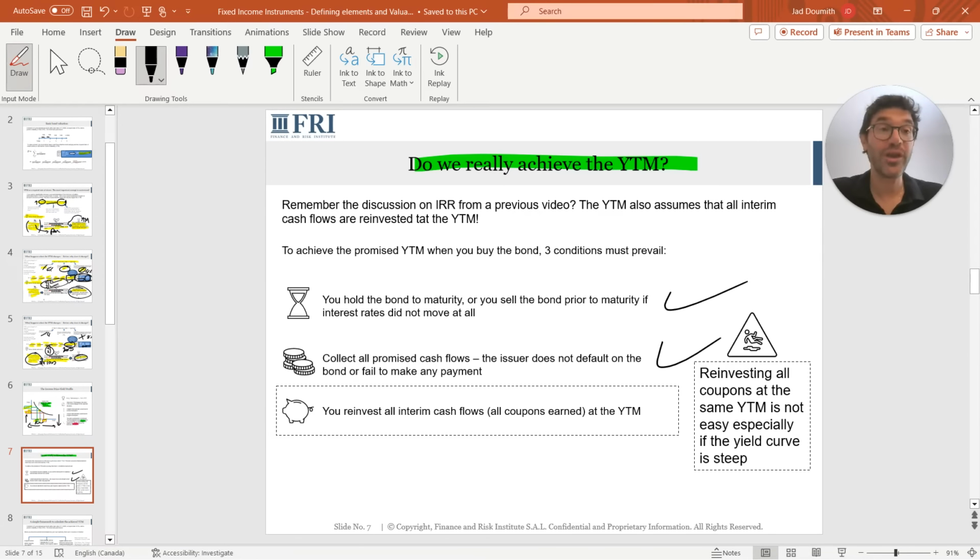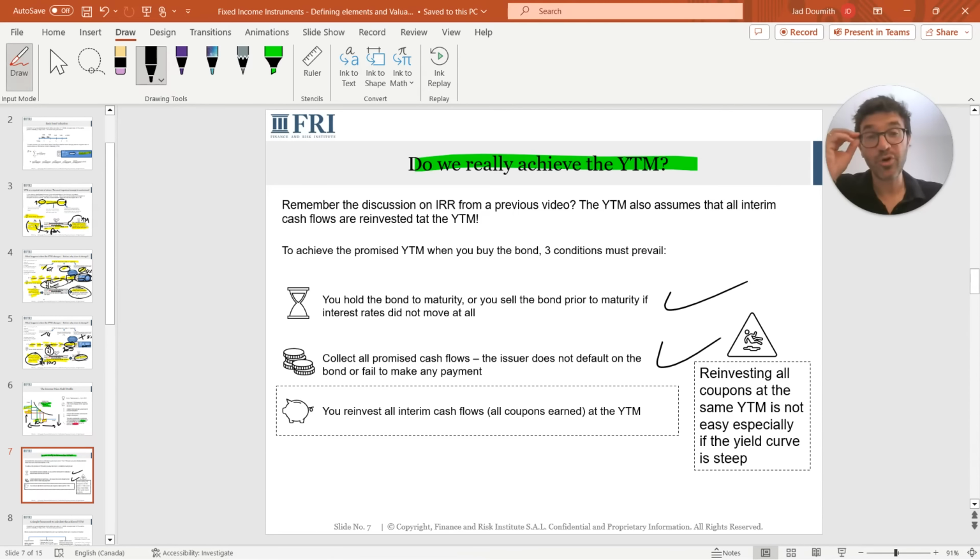So you must collect all promised cash flows. The issuer must not default. You must earn the coupons and par value. So, first two conditions, which are typically much easier to achieve. As long as you held the bond to maturity and you actually earned the promised coupons and par value, you're good to go so far. Now, the third condition is the most problematic one.